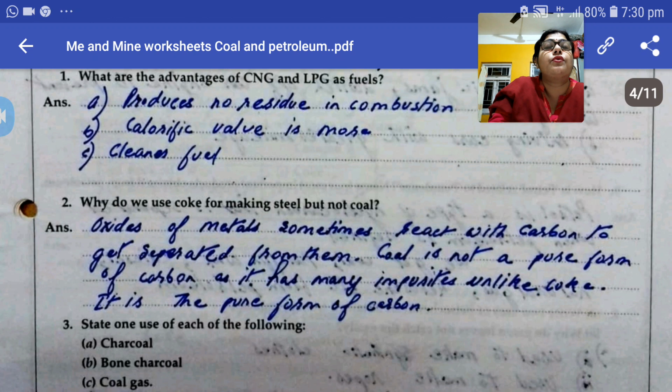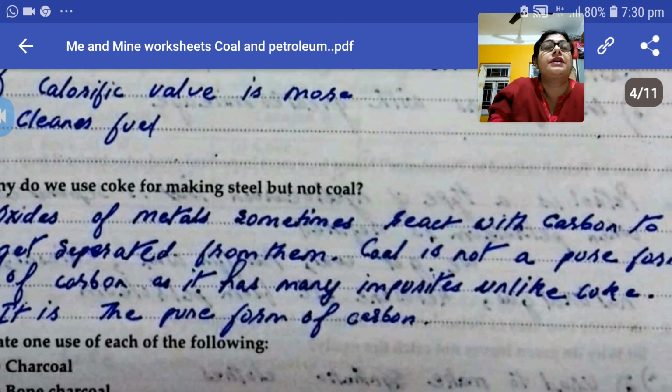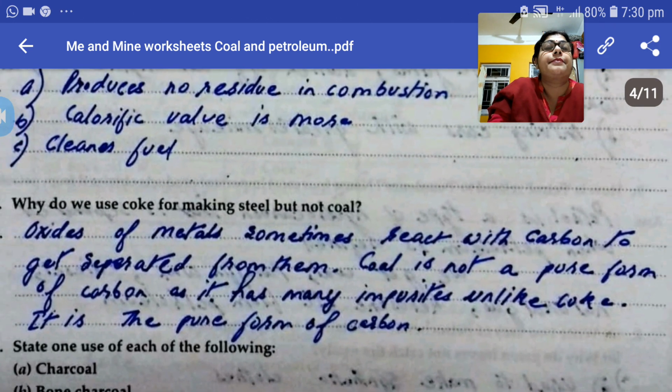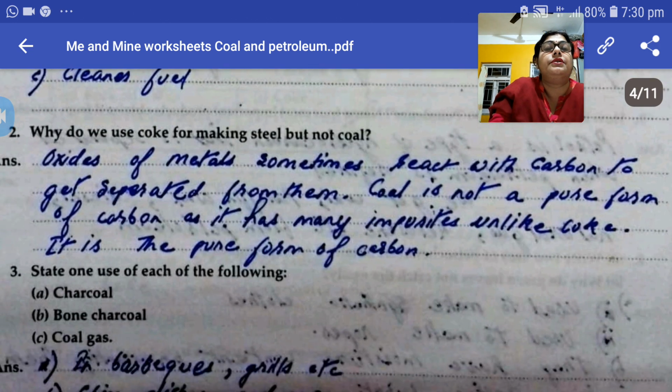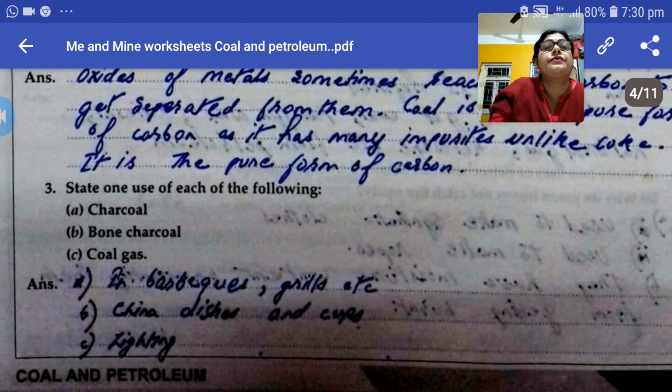Why do we use coke for making steel but not coal? Okay, so oxides of metal sometimes react with carbon and get separated from them. Coal is not a pure form of carbon as it has many impurities, unlike coke, which is the pure form of carbon.